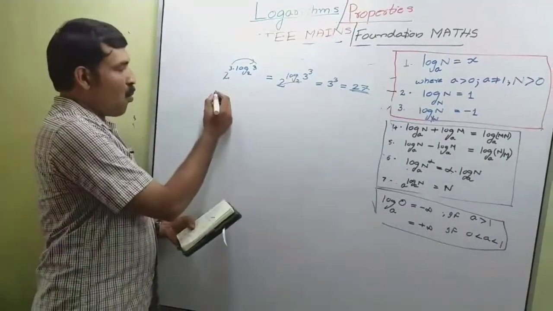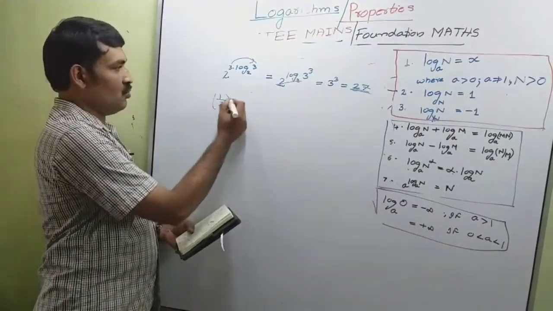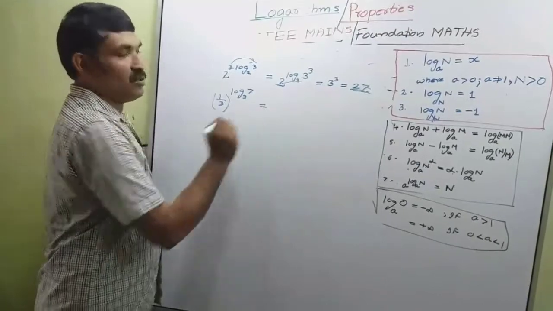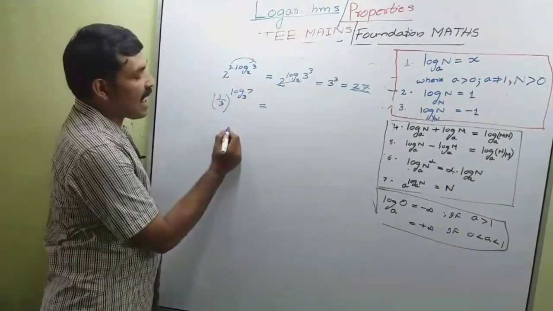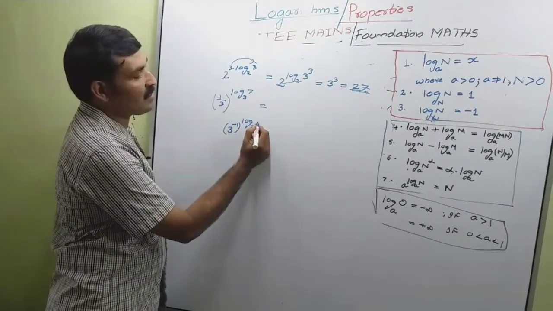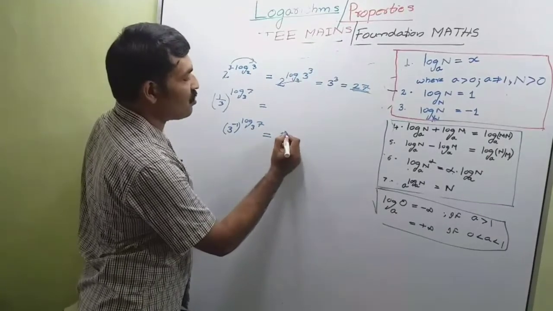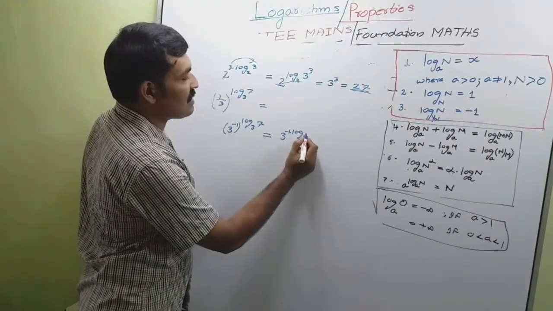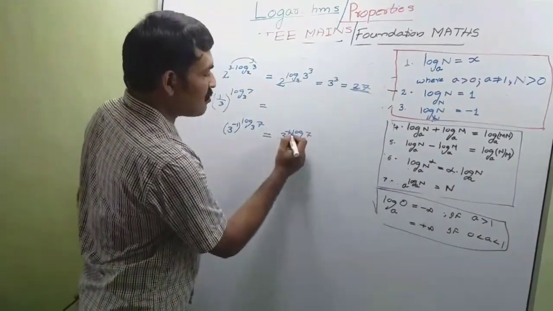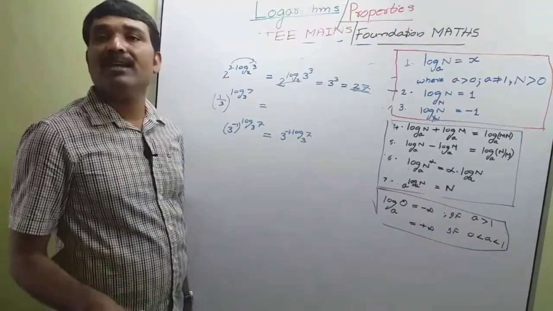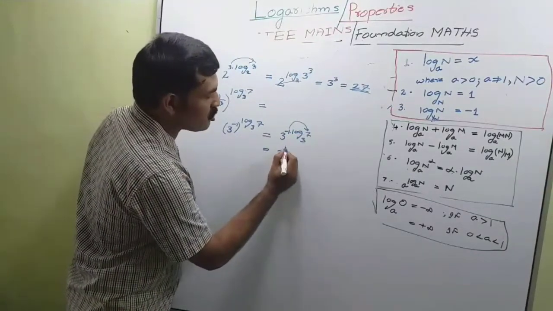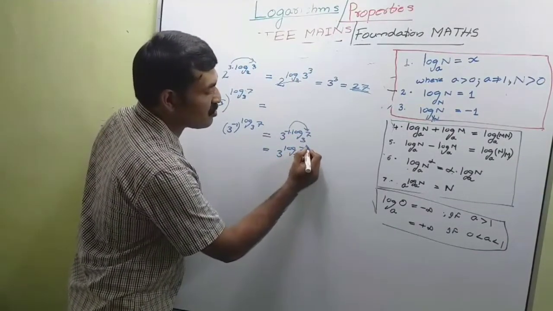Now 1 by 3 raised to log 7 to the base 3. We can write 1 by 3 as 3 raised to minus 1, so this is 3 raised to minus 1 into log 7 to the base 3. Using this property, this minus 1 can be written as the exponent or power of 7. So this is equal to 3 raised to log base 3 of 7 raised to minus 1.